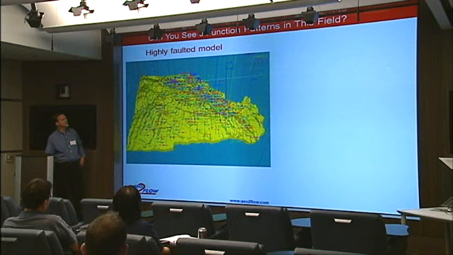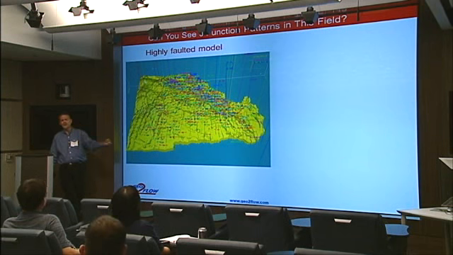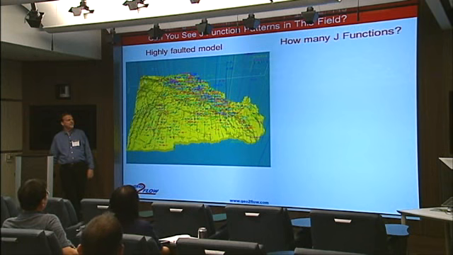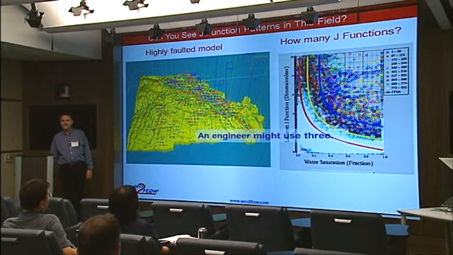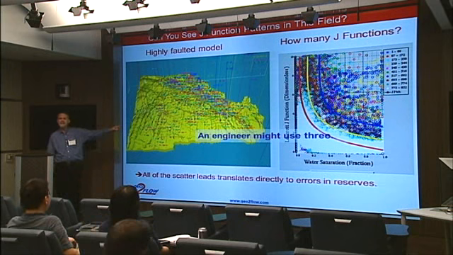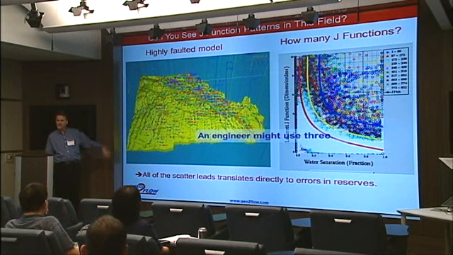Here's a model, highly faulted model, 350 faults in this model. Beautiful data set. We see nice cap curves. We see a very narrow range of J functions. So here's the log-derived J function data. How many J functions would you put through this data? There's 500,000 data points on that plot. It's one heck of a mess. That would not stop an engineer from doing something like this to go to Eclipse. And all of that scatter leads directly to errors in volumes, directly to errors in reserves.